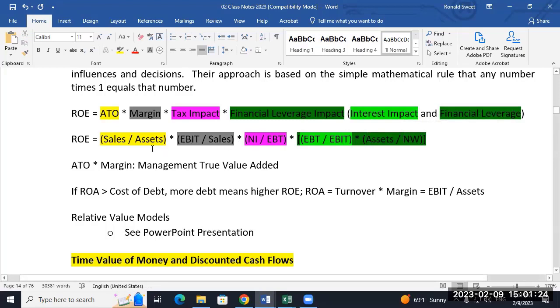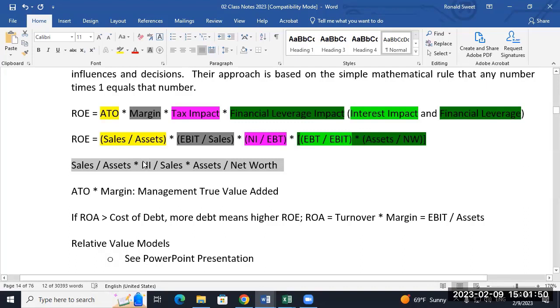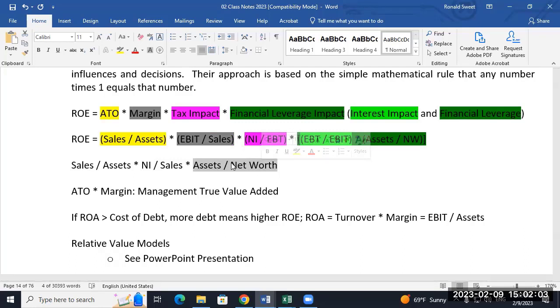Now, in your accounting classes, they may have just done sales over assets times net income over sales times assets over net worth. So you might have learned it this way. They did asset turnover exactly the way I did. But here's where I really disagree with them. They didn't break out the tax piece, and they didn't put the interest expense piece over here with the leverage. And I think that's going to give you some really bad numbers. So I think you can't just use net income. You've got to take how much is interest expense, how much is tax. We want to bring those two pieces out because they're really unique parts of the business.